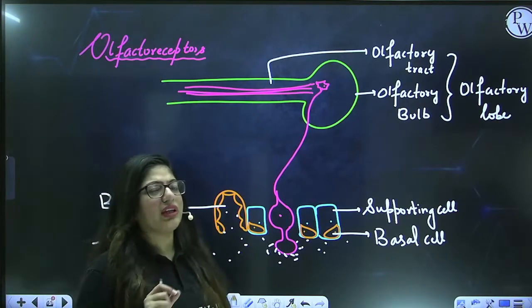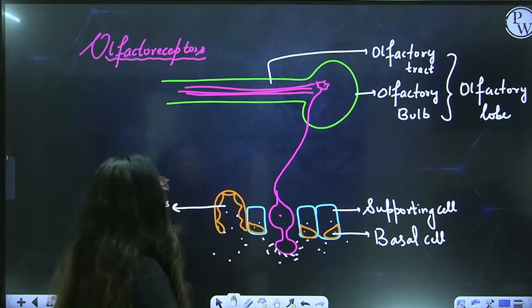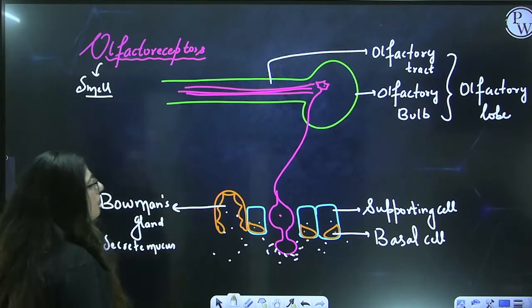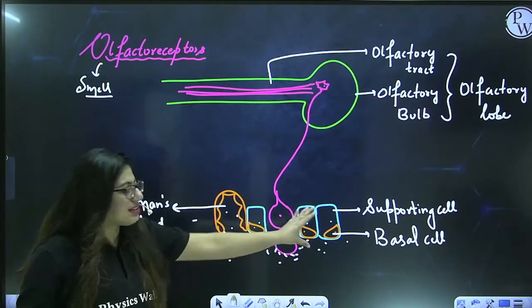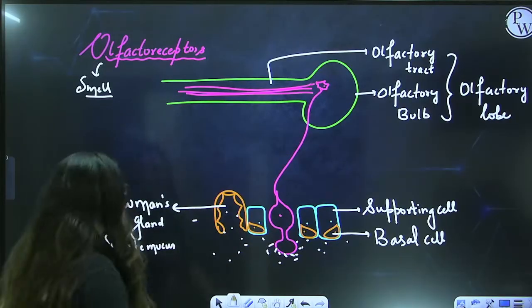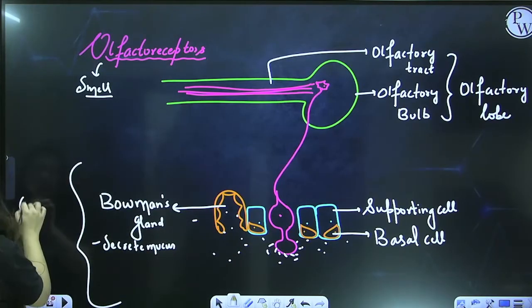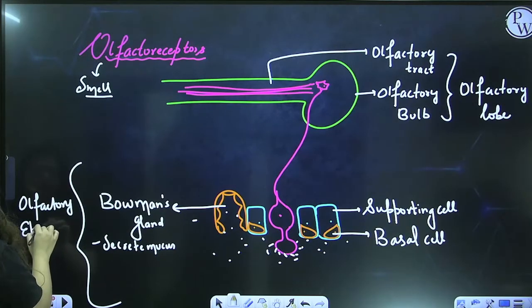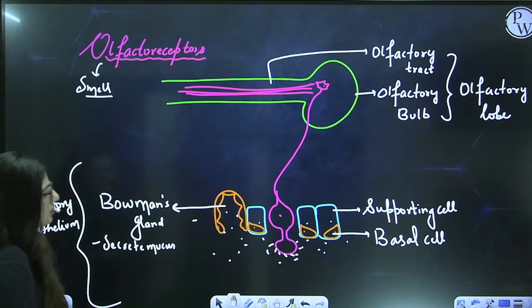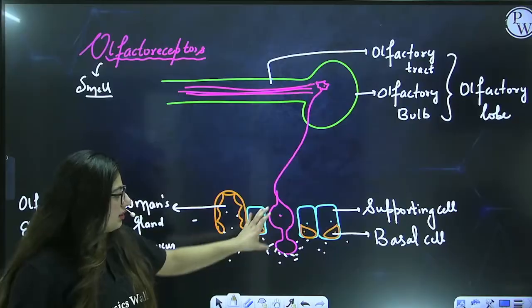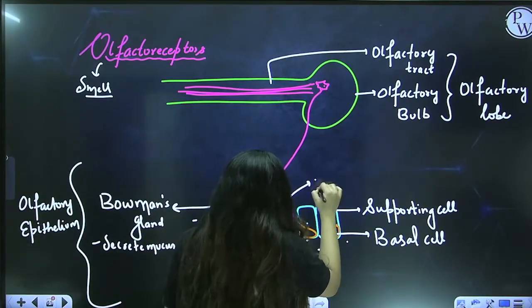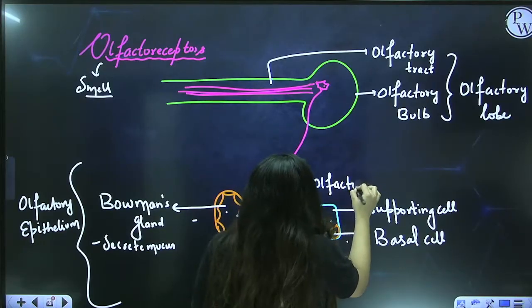So we'll start with the olfactoreceptors first. So olfactoreceptors are responsible for smell. What are they responsible for? Smell. As you can see, this epithelium is the olfactory epithelium. So this entire structure is the olfactory epithelium. So this olfactory epithelium is present in the nose. Where is it present? In the nose. So here are certain cells present. These cells are modified bipolar neurons. These are your olfactoreceptor cells.